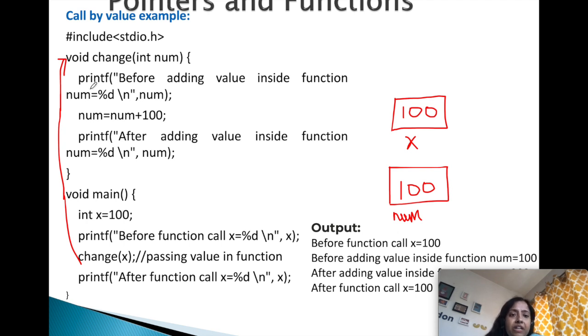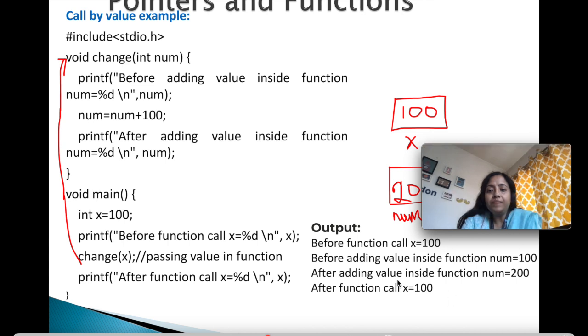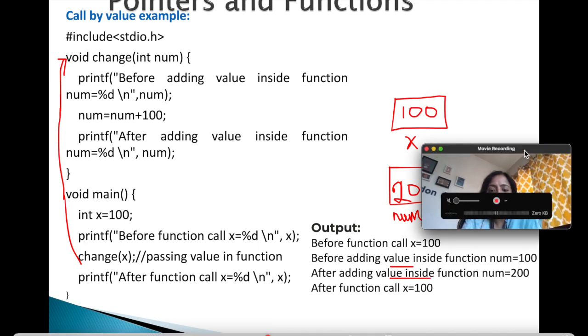Now coming to this printf. Inside printf, before adding value inside the function, what is the value of num? That is %d, and we have printed num. Num is 100. Now we are adding 100 to this num, so num becomes 200. So after adding the value inside the function, the value of num is 200 now. You can see here, I also mentioned the output. In both cases you can see it.